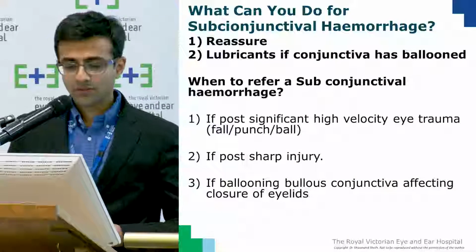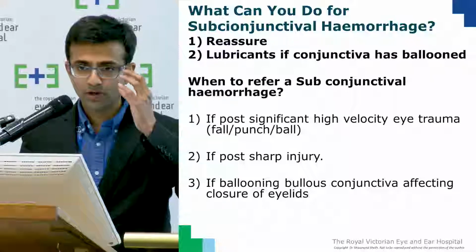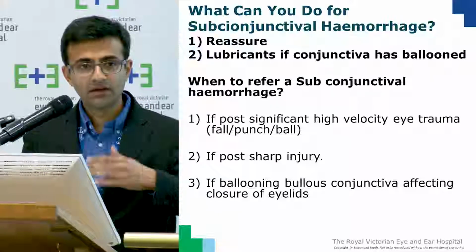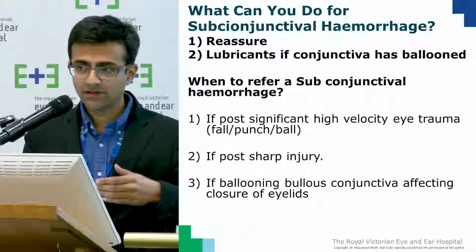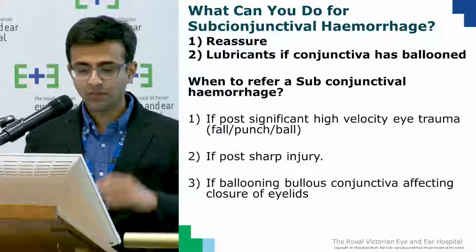So what can you do for a subconjunctival hemorrhage? Just reassure, and lubricants, if the conjunctiva has ballooned up significantly to impair the spread of the tear film along his eyes. Sometimes he can get a bit of dryness or irritation if the conjunctiva is really lumpy.